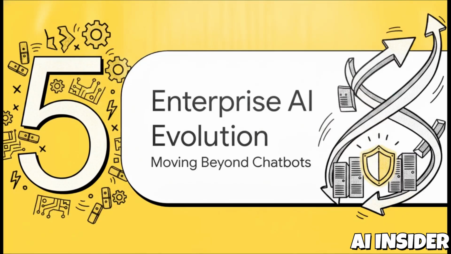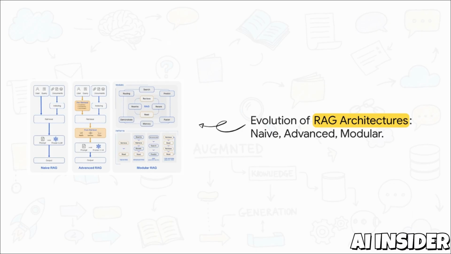Section 5. The Enterprise AI Evolution, moving beyond chatbots. Because of these really high-stakes failures, businesses just cannot rely on basic setups. We can actually see how the architecture builds and evolves over time to survive real-world production. We started with naive RAG, which is that simple linear pipeline. But to solve the failure modes we just talked about, we evolved into advanced RAG, adding in pre-retrieval query rewriting and post-retrieval re-ranking. Today, enterprises are moving into modular RAG.